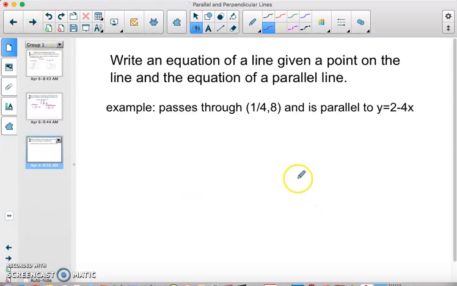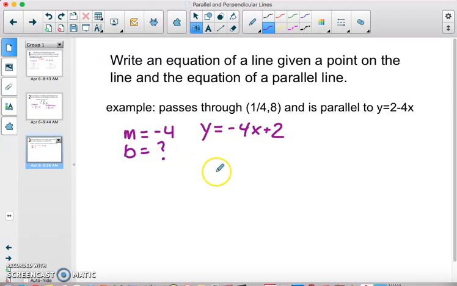And last, we want to write an equation of a line given a point on the line and the equation of a parallel line. So what we're going to do here is use our original equation given, so let's just write it in slope-intercept form first. And we know if we want to write an equation of a parallel line, it must have the same slope. So we know our slope is going to be negative 4, but we don't know what the y-intercept is.